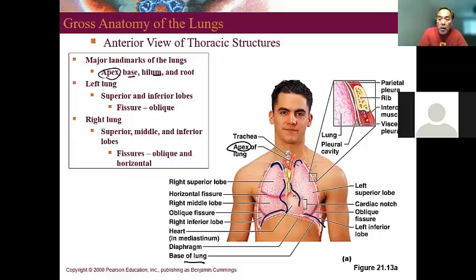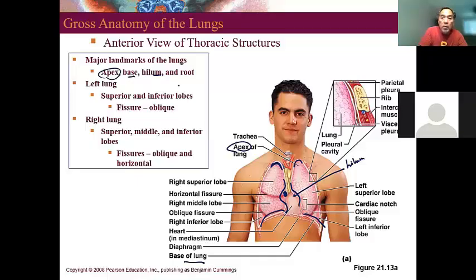So that's the indentation on the medial side of the lung. And remember, that's where the pulmonary artery enters and the pulmonary veins exit. And the bronchi also enter there, and that's called the hilum, okay? And the root is where it starts at the hilum. So that's the area where all those blood vessels and bronchi are located, that enter and exit from the hilum.